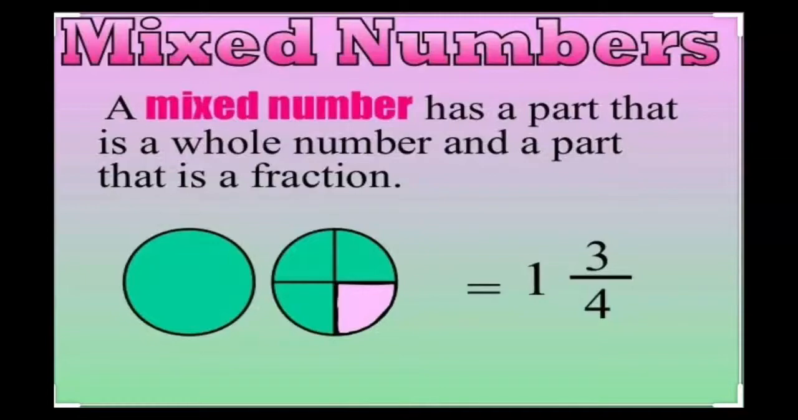Mixed numbers. A mixed number or a mixed fraction has a part that is a whole number and a part that is a fraction. In the following diagrammatic representation, you can see a whole part colored, whereas in the next unit you see 3 parts colored out of total 4 parts. Hence, we can write this particular fraction as 1 whole and 3 upon 4, because 3 parts are colored out of total 4. So this makes a mixed fraction or a mixed number, 1 3 by 4.